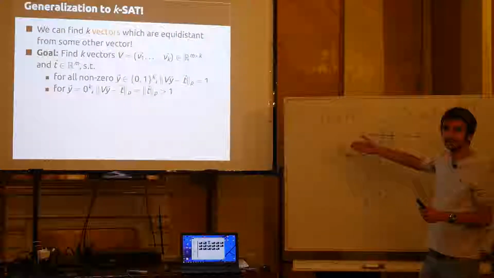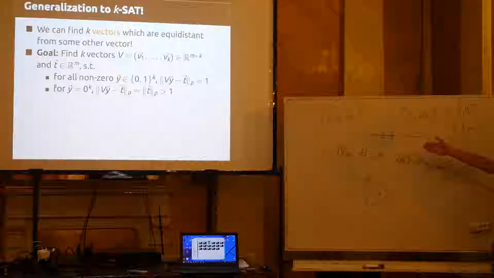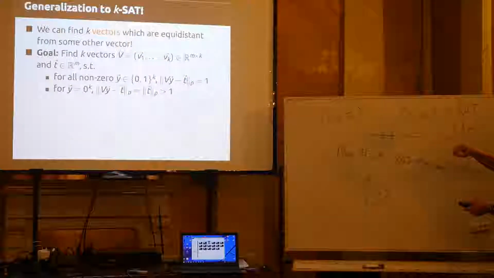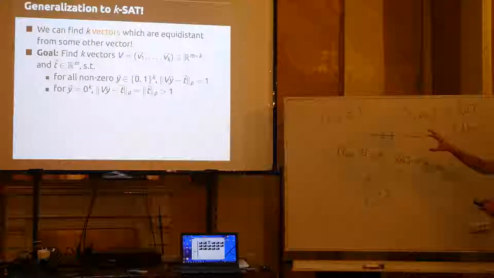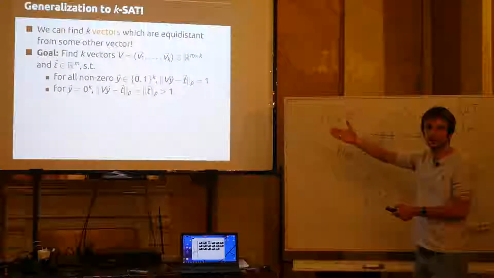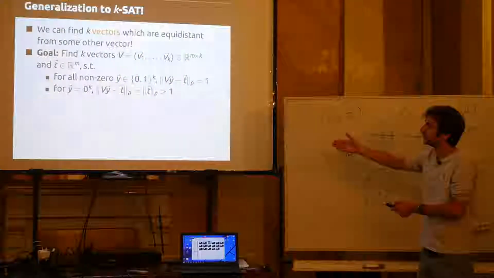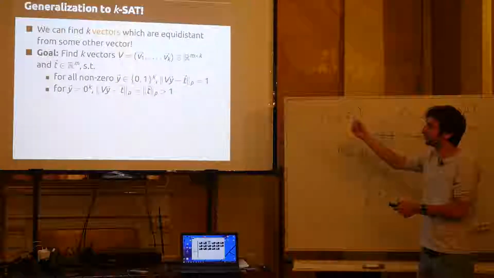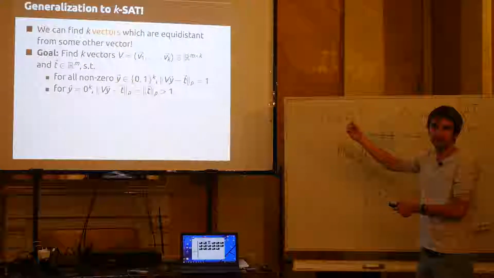We want to find k vectors such that each of them corresponds to a literal in a k clause. If you take at least one of them, the distance to some target point is exactly 1 because you satisfied this clause. You want the distance to be small. If you don't satisfy this clause, which is equivalent to saying you don't take any of your vectors, so you multiply your vectors by 0, you just take the target point basically. The distance is larger than 1.